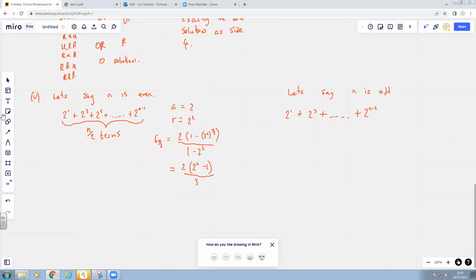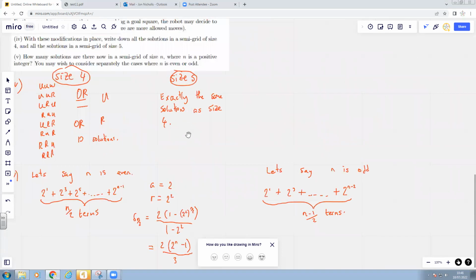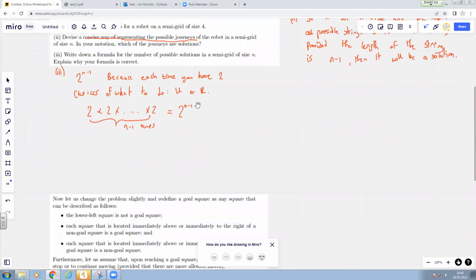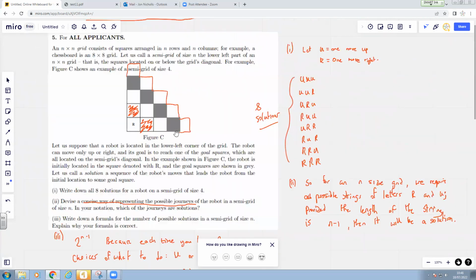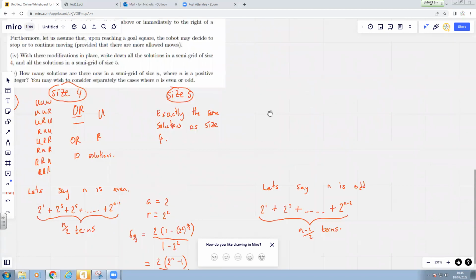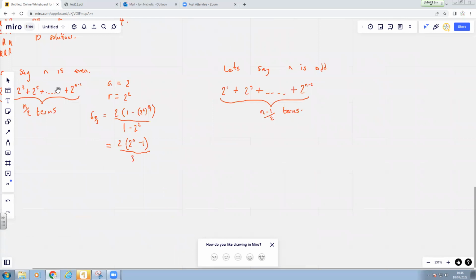But once again, how many terms are there in this sequence in terms of n? Well, that's actually going to be n minus 1 over 2 terms. Think carefully here, because take the case where n was, size 5. n, remember, represents the size of the semigrid. We only have to do 2 to the power of 1 plus 2 cubed. So, in other words, we're doing 2 terms in our sequence when n is 5. So, we need to take away 1 from the odd number first to make it basically the same as this one, and then divide it by 2.